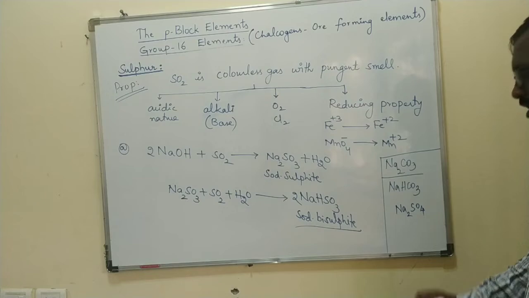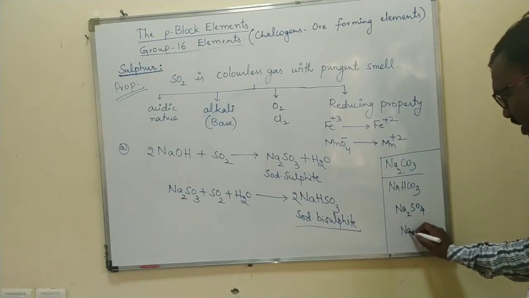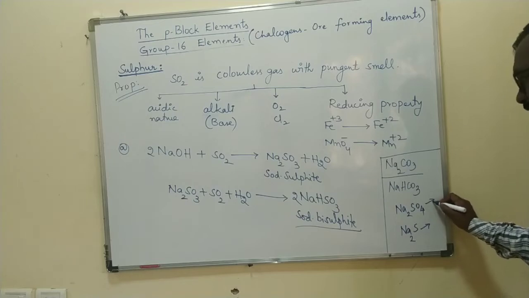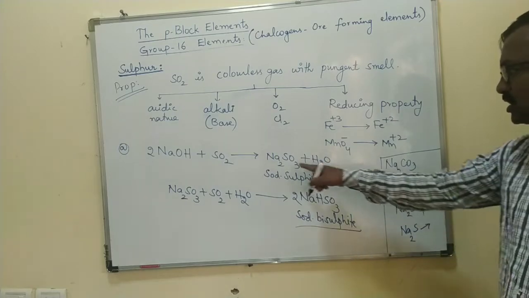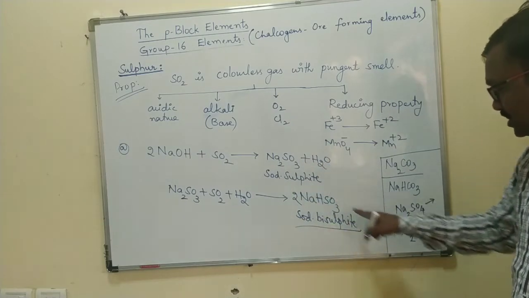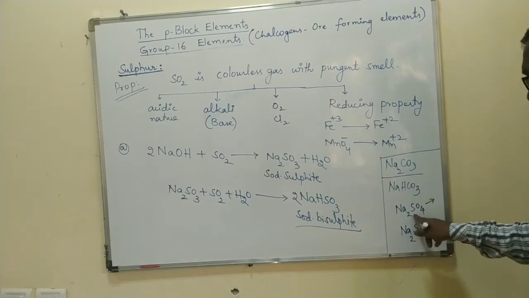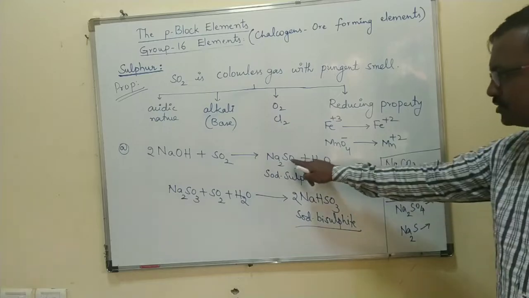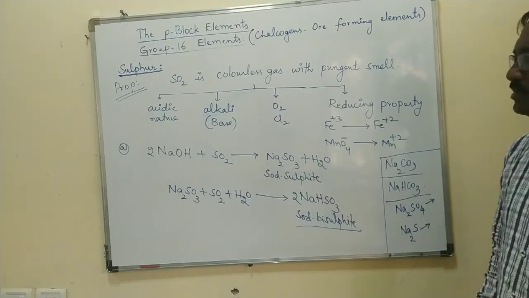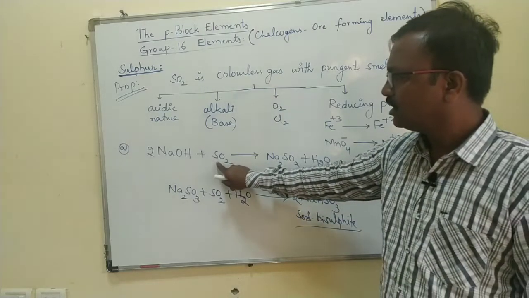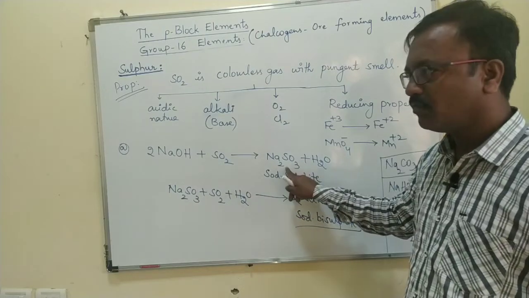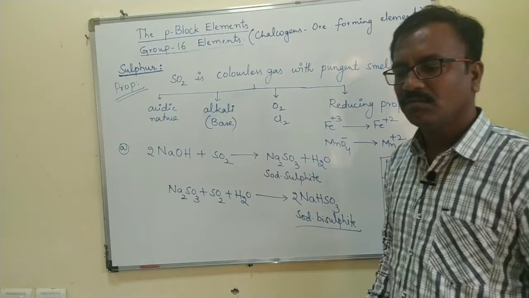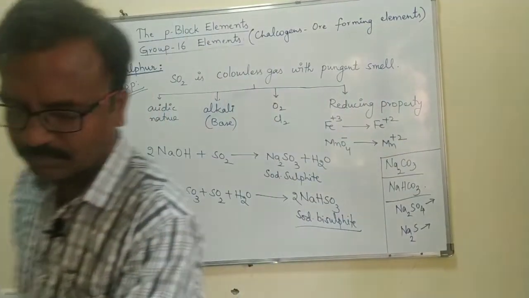Sodium sulfide is Na2S. This one is sulfide, this one is sulfate, SO3 is sulfite, just like sulfate, carbonate, bicarbonate, sulfite, bisulfite. So if you pass a limited amount, it forms sodium sulfite. If you pass continuously, it forms sodium bisulfite.